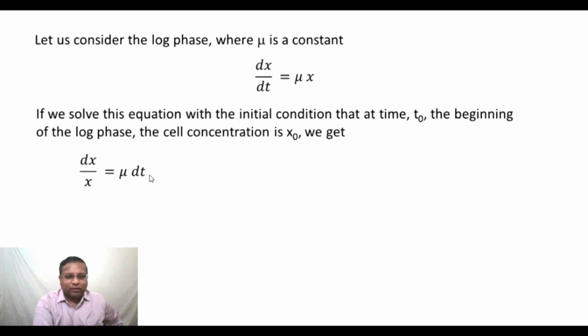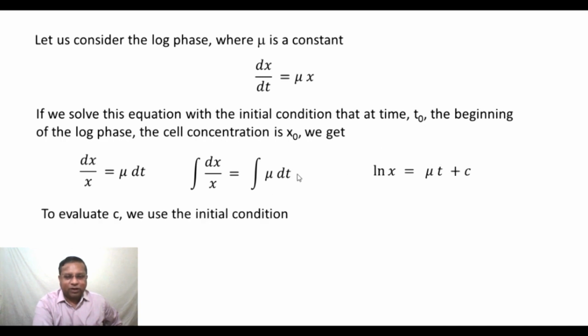So if we go about solving this equation, there are a few steps, which I've written down here. dx by x equals mu dt. Integrate both sides. We get the integral of dx by x as ln x, and here it is straightforward, mu t plus c, indefinite integral. We have the initial condition here, which can be used to evaluate c. If you put in the initial condition at time t equals t0, x equals x0, therefore ln x0 equals mu t0 plus c, or c equals ln of x0 minus mu into t0. This is our c.